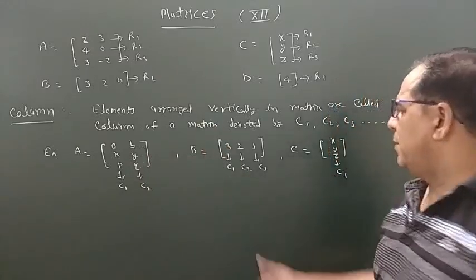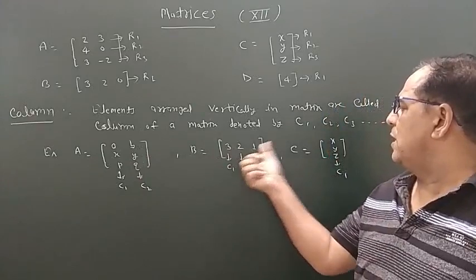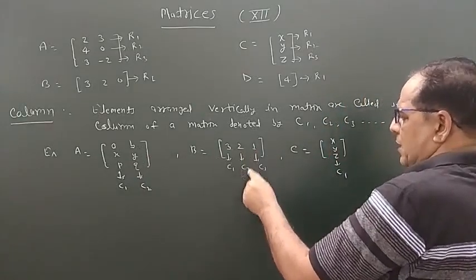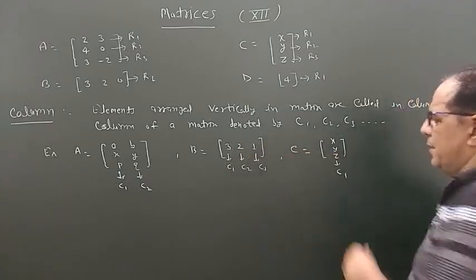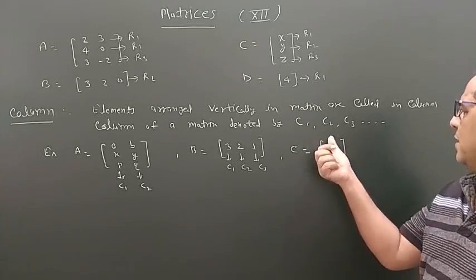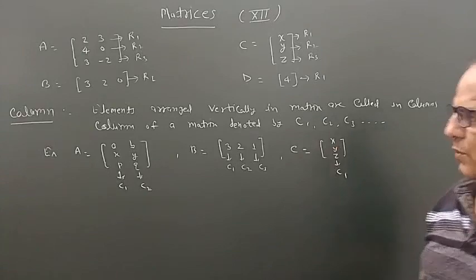Similarly, in the second example, B equal to 3 2 1, there are only 3 elements. So the first column has 3, the second column has only 2, and the third column has only 1. Similarly, in the third example, C equal to X, Y, Z, there is only one column, indicated by C1.